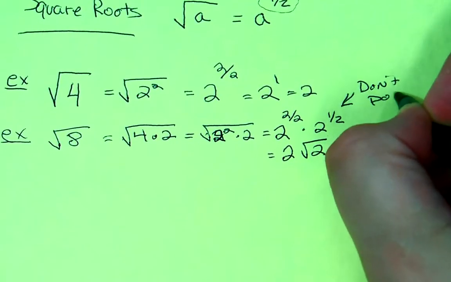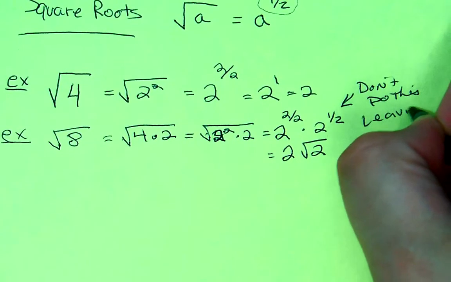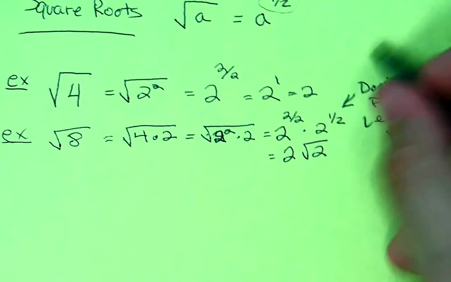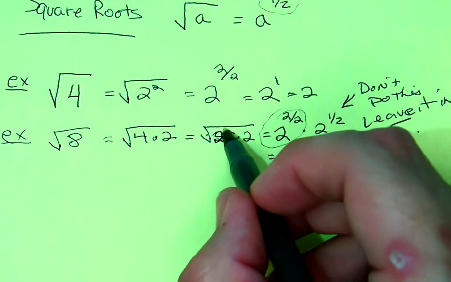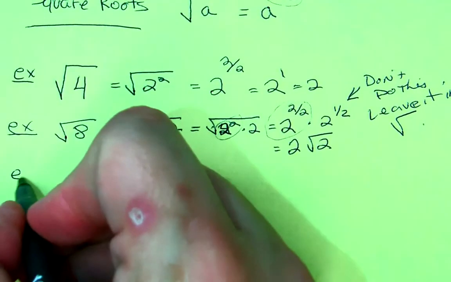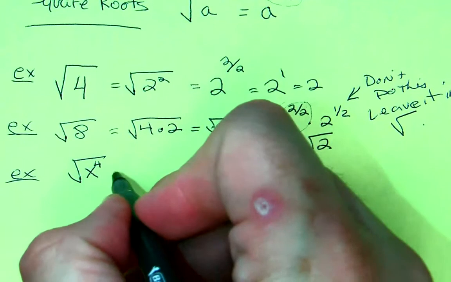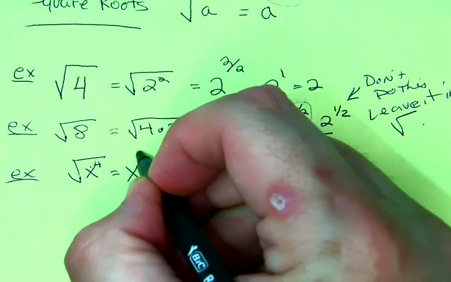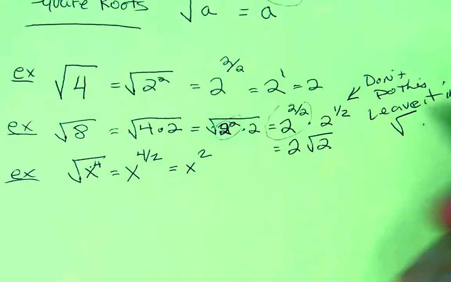Don't do this. Leave it in the square root symbol. Only go for this part of it if you have a power of 2 inside. Now, another example, the square root of x to the 4th power. 4 is divisible by 2, so we can take x to the 4 divided by 2, which is x squared.